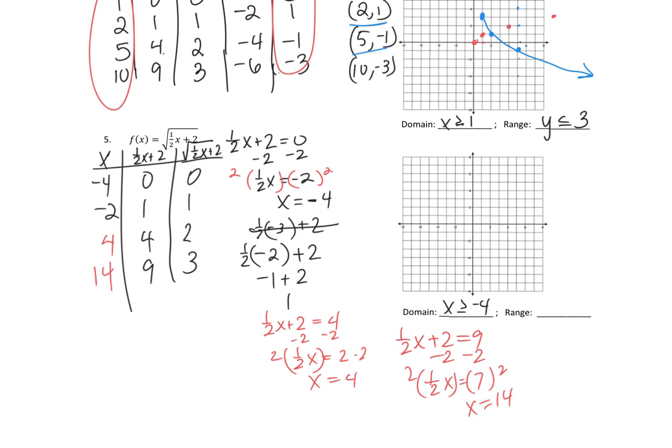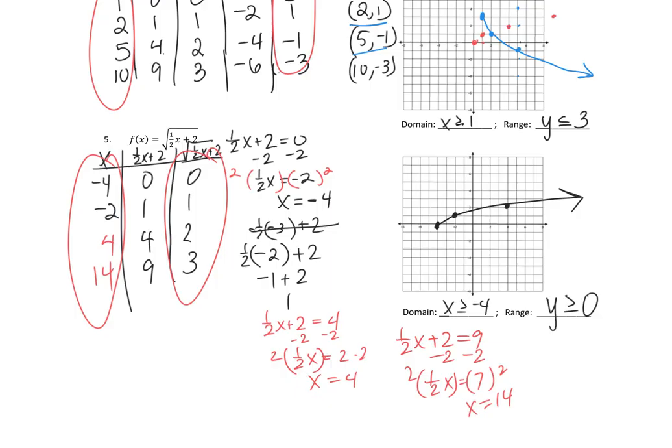Now I'm just plotting my points, -4, 0, right? I'm plotting these with these. The intermediate was just what's under the radical. And then -2, 1, and 4, 2. And then 14's way over there, so I'll just connect those. And this is a horizontal stretch, so you can see how it is stretched out horizontally away from the y-axis. And my range, y greater than or equal to 0.